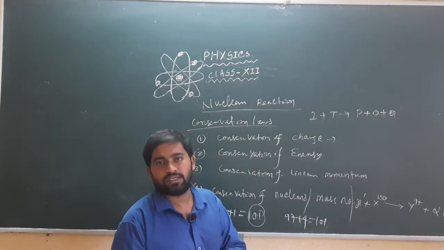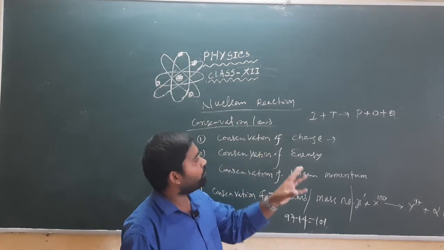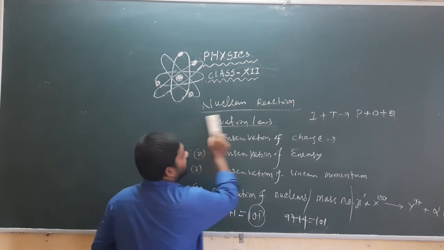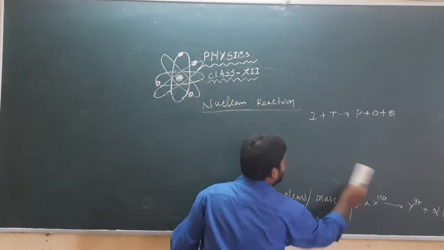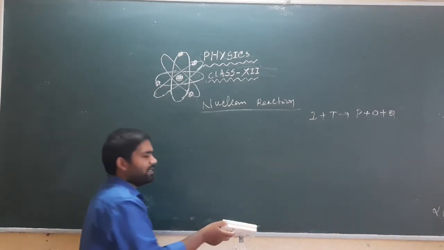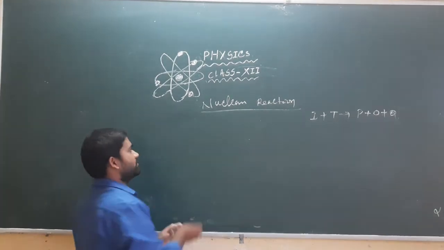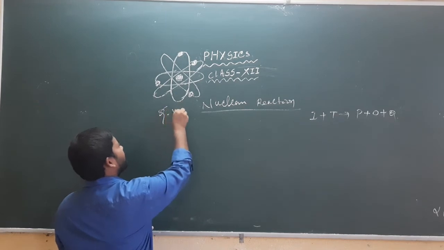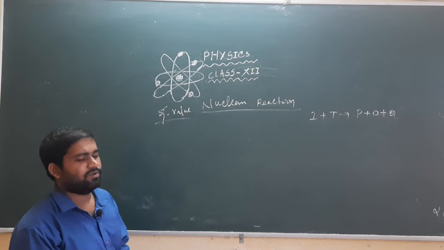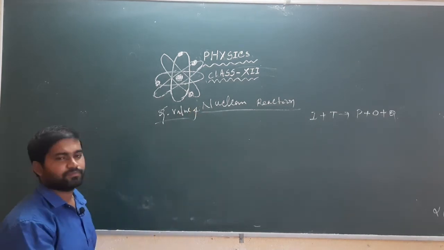Now another thing that is very important: one can measure the Q value of a nuclear reaction. That means we can measure the amount of energy evolved or the amount of energy absorbed in any nuclear reaction. So we can measure the Q value of any nuclear reaction.